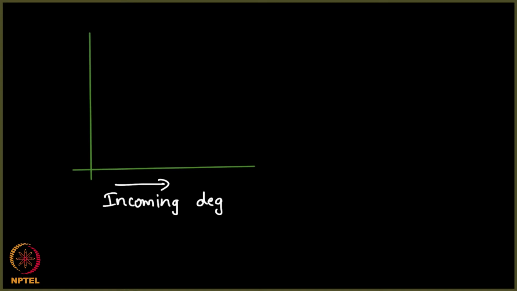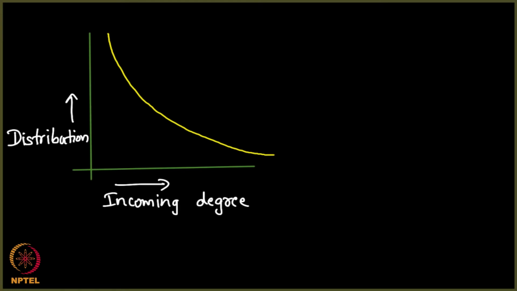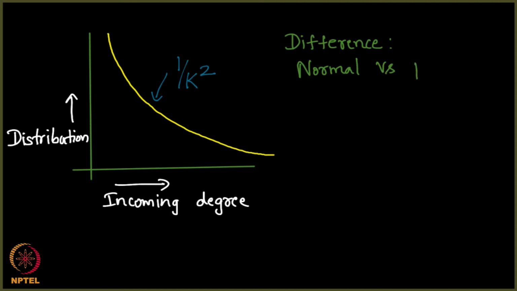So what have we observed so far? When you plotted the incoming degree versus the distribution, you got this for web graphs. But then when this was 1 over k square, there's a difference. What's the difference? Normal versus power law. See, initially we plotted 2 graphs. One was normal, one was power law, right? What is the huge difference between these 2 things? What does power law tell us which the normal distribution didn't?